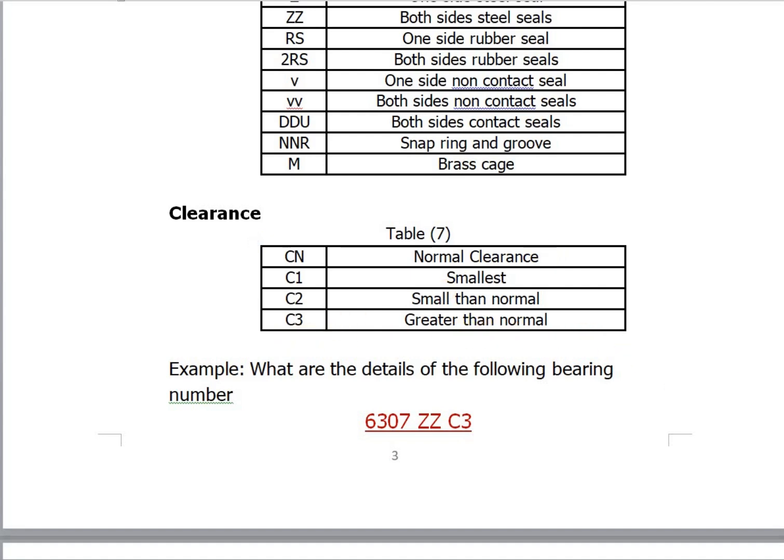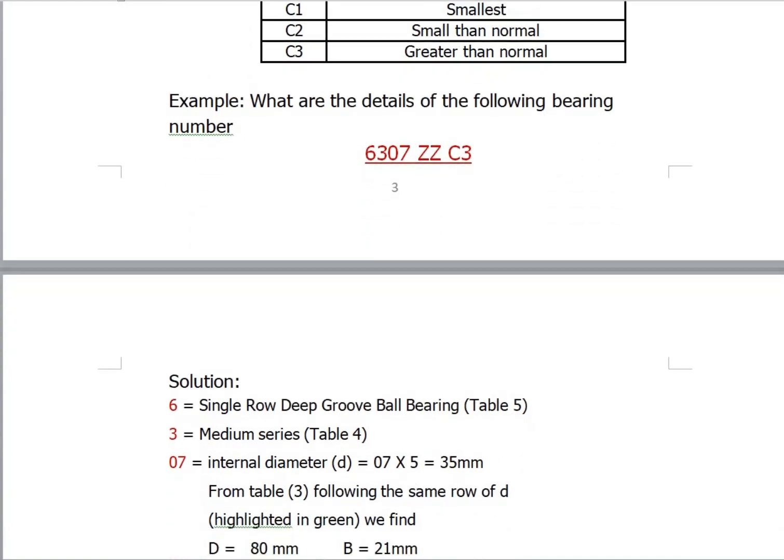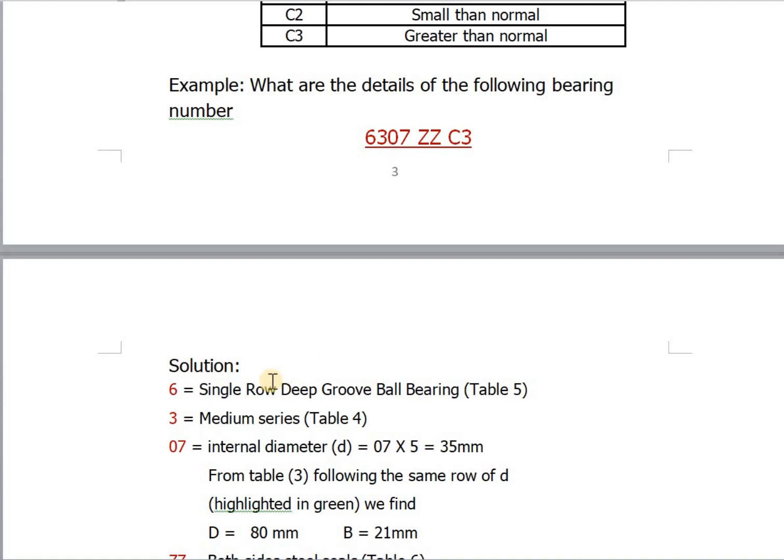C3 is greater than normal. To fix this information, let us have this example. What are the details of the following bearing number? 6307ZZ-C3. Okay, solution. 6 means single row deep groove ball bearing.